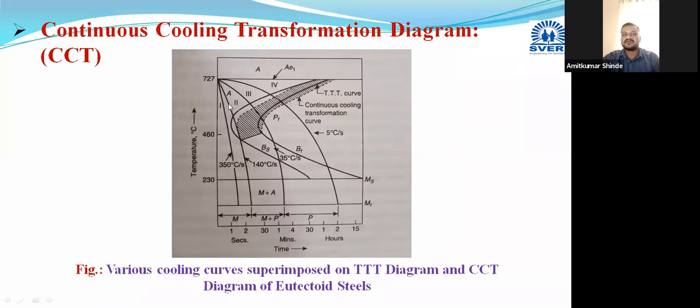The second curve, cooling rate, just touches the tip or nose of the CCT diagram. Hence, the second cooling rate is termed the critical cooling rate. It just bypasses the nose of this continuous cooling transformation curve, or it just touches this CCT curve. Hence, it is termed the critical cooling rate for this CCT diagram.